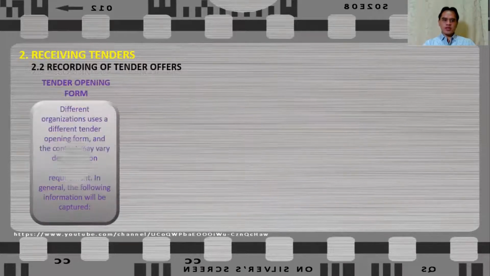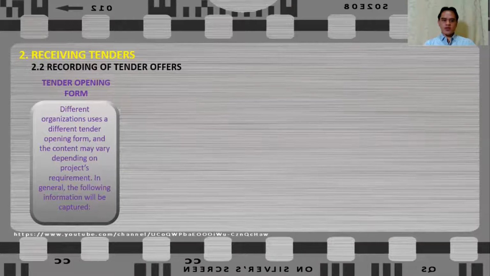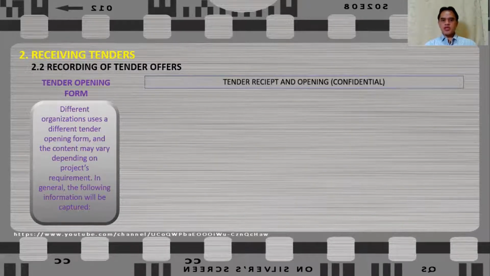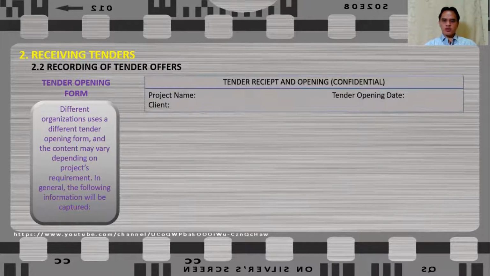It should be noted that different organizations use different tender opening forms, and the content may vary depending on the project's requirement. In general, the following information will be captured in the tender opening form. It should be clearly emphasized that the tender opening form should be handled with utmost confidentiality. It should only be for the eyes of the tender team and the client. The form will also contain project information such as project name, who is the client, and the tender opening date.